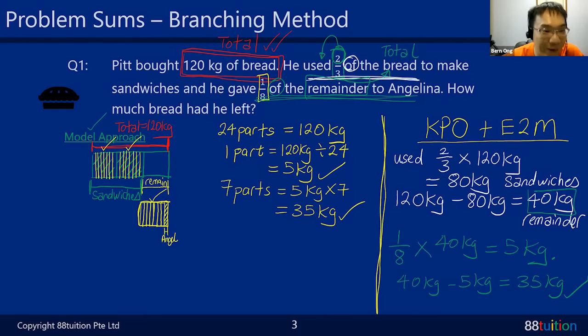Now that you know, James. All right, so this is called the what? This is actually called the model approach. And also the one on the right-hand side is called the what? The KPO plus E to M.